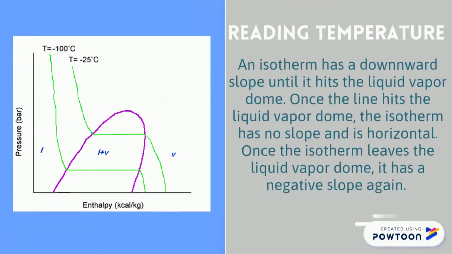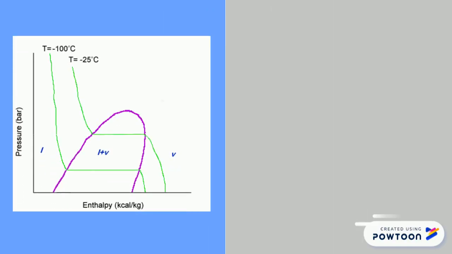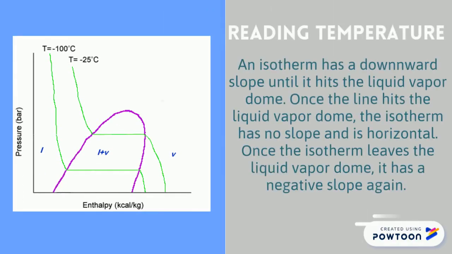Reading temperature. Temperature is slightly harder to read than other properties. An isotherm or equal temperature line has a downward slope until it hits the liquid vapor dome. Once the line hits the liquid vapor dome, the isotherm has no slope and is horizontal. Once the isotherm leaves the liquid vapor dome, it has a negative slope again.